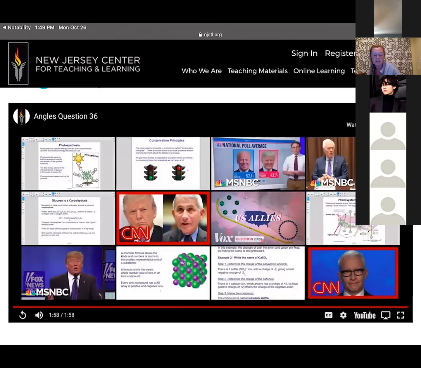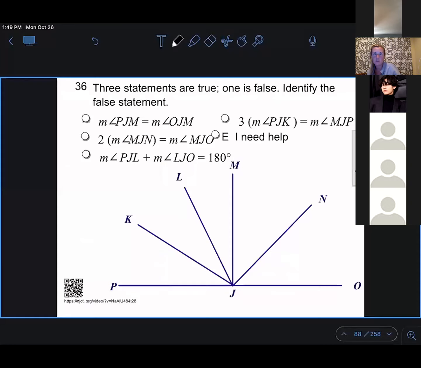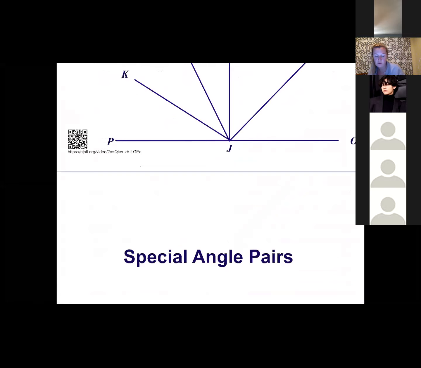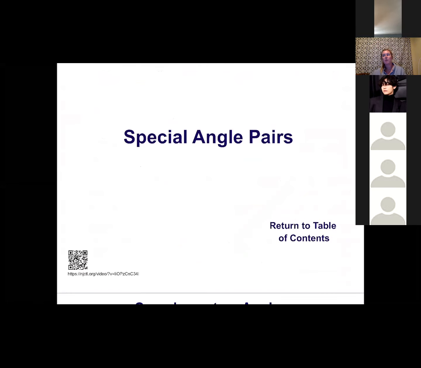Okay, so that was a lot, and it's difficult without a protractor. We're gonna go ahead and skip this one. It's the exact same concept, but again, you would need a protractor. So now we're gonna start on special angles.